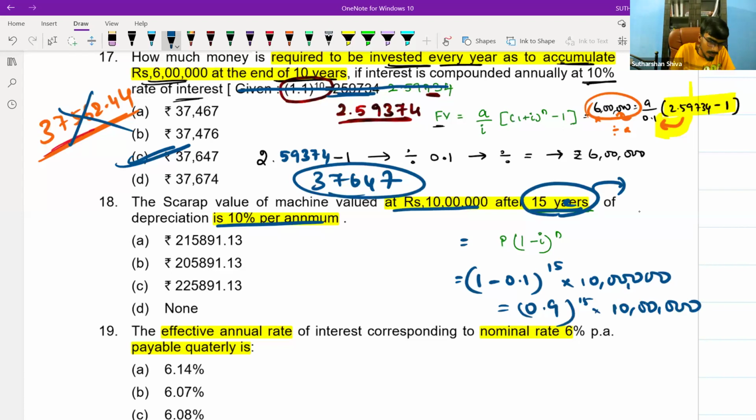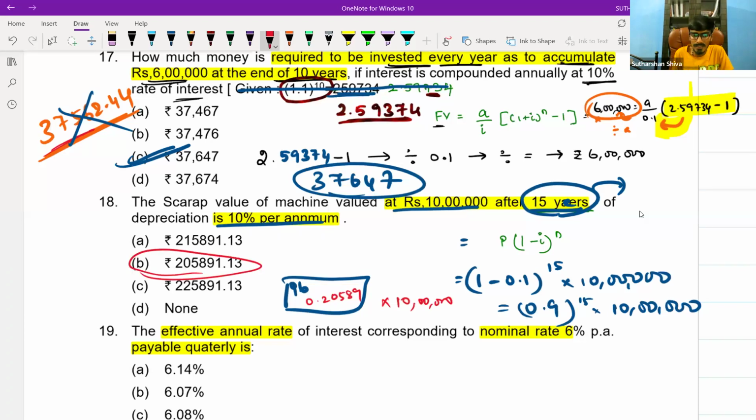0.9 into 15, then equal to, for 15 times. Up to the corner of the calculator, you need to get up to 16. Up to 16 you need to press, you will get 0.20589. 0.20589 into 10 lakh, if you do, you will get option B as your answer.